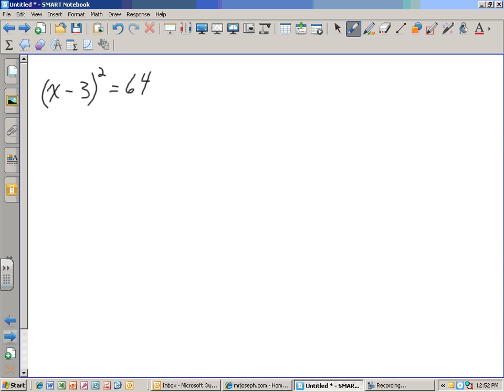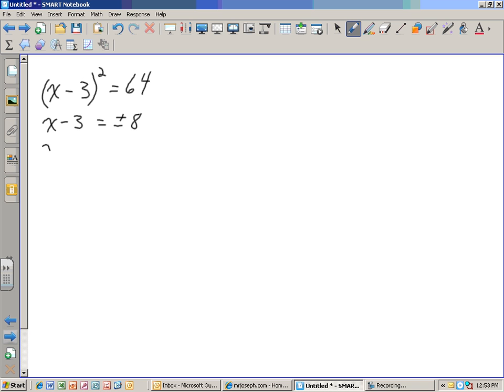The square root of (x minus 3) quantity squared is simply x minus 3, equals what? Equals plus or minus 8. And don't forget the plus or minus. What we're after here, because there's 2 answers, those 2 answers are where this parabola will cross the x-axis. It's the x-intercepts.